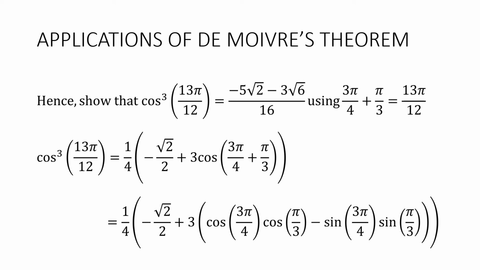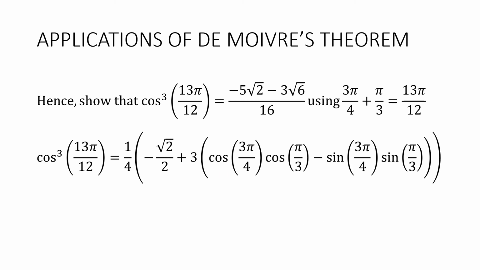Now, hopefully you remember what the expansion of this is. It is in your formula sheet. So this is cos of x plus y, or whatever you want to call it. So it's cos of 3 pi on 4, cos of pi on 3, take away sine of 3 pi on 4, sine of pi on 3. Okay, so there's the expansion there.